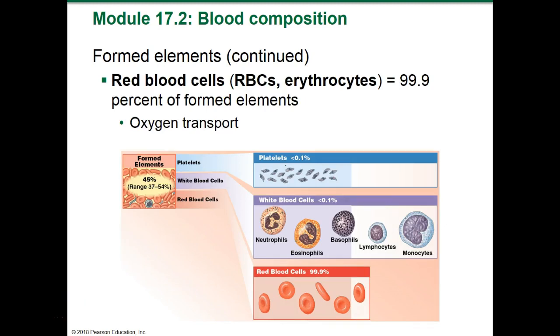Again, the majority of your formed elements are red blood cells, also called erythrocytes. 99.9% of your formed elements are red blood cells, and their main purpose is oxygen transport.